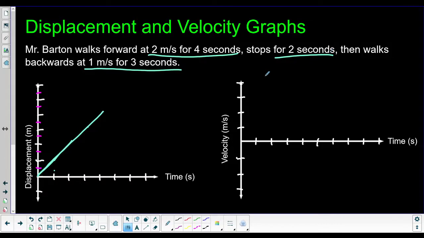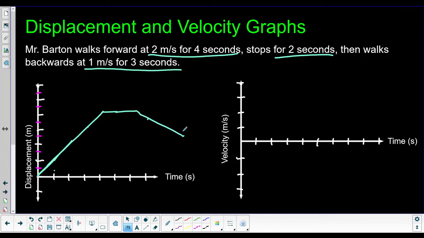Then we stop for 2 seconds. So for 2 seconds, we're stopped. That means we're going to maintain the same position. There's our 2 seconds. And then we're going to walk backwards. So we're going to get closer to the origin. 1 meter every second for 3 seconds. So we'll go 1, 2, 3.